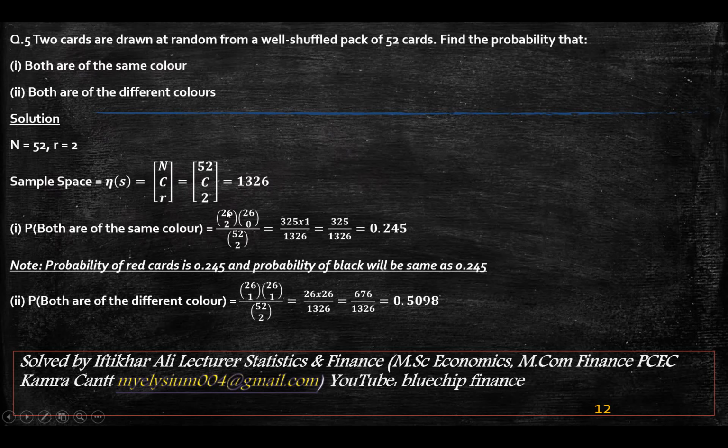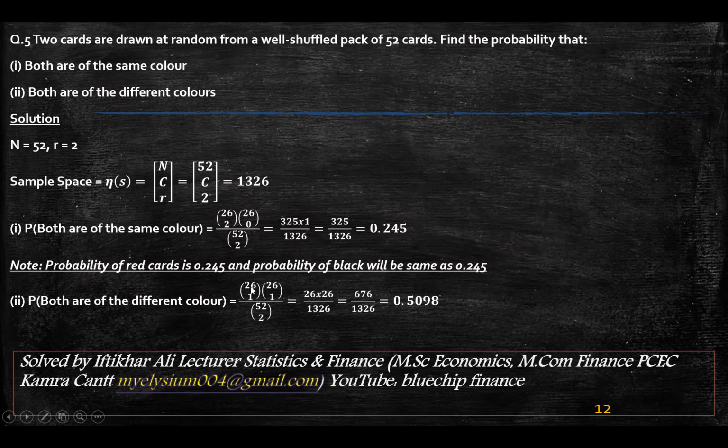So it means that these two cards, first we assume that these are red, because black is also 26 and red is also 26. So first we assume that these two cards are red, then under black we will write 0, and this combination is 26C2 which is equal to 325, 26C0 which is equal to 1, divided by sample space, and finally probability will be 0.245. Probability of red cards is 0.245 and probability of black cards will be the same, 0.245, because black is also 26. If we calculate for black as well, the 2 will come here, so there will be no difference in the answer.